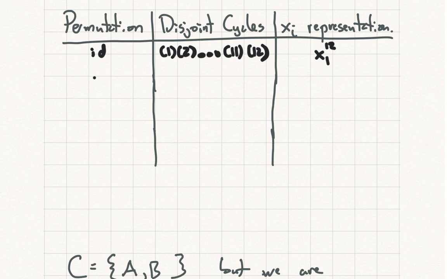Now let's look at rho. Rho sends 1 to 2, 2 to 3, 3 to 4, 4 to 5, to 6, to 7, to 8, to 9, to 10, to 11, to 12, and back to 1. So that is indeed a 12 cycle, and we only have one of those. And if we rotate in the other direction, it'll still be another 12 cycle.